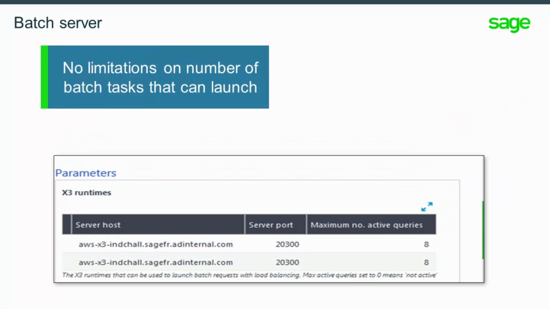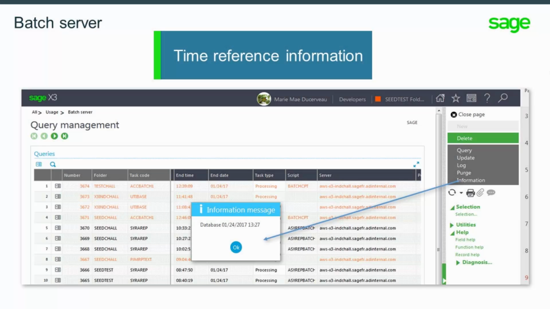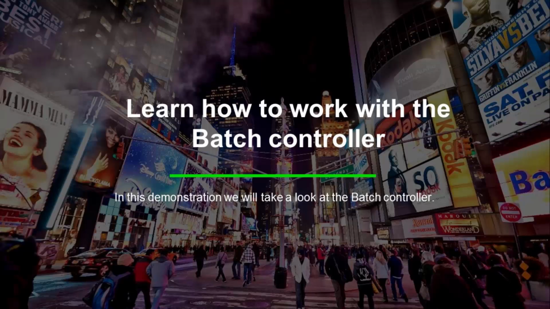There are no limitations on how many batch tasks can be launched, but if the parameter maximum number of active queries set up on the batch controller is 0, no batch task can be launched. A new option has been added to the query management screen. It gives information concerning the time reference of the database. Let's now see the step-by-step creation of the batch controller.